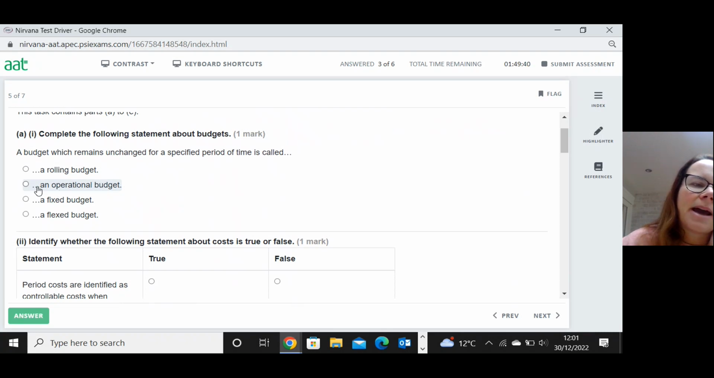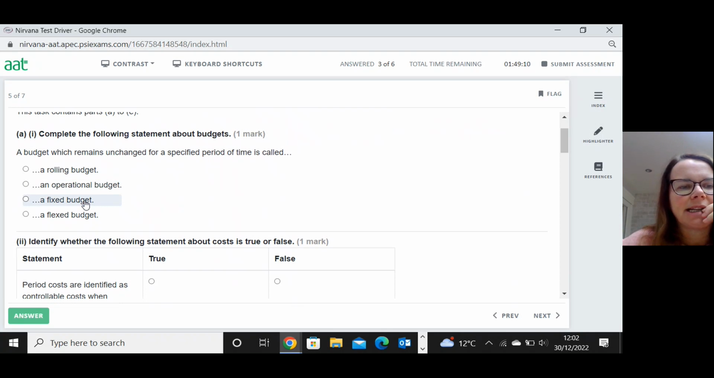An operational budget is simply the term for your projected profit and loss account. So how much materials, how much labour, how much overhead, etc. It can be for a specified period of time, or it can be rolling. So that one is not the greatest answer. So I don't think it's that one.